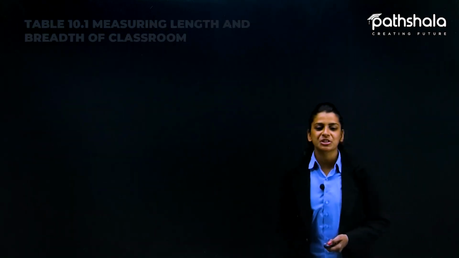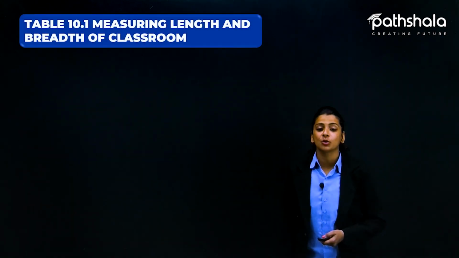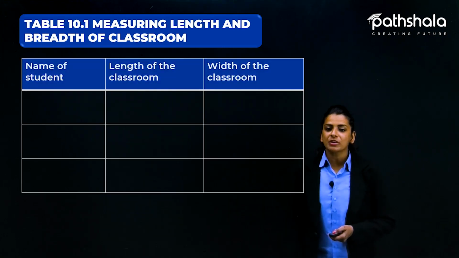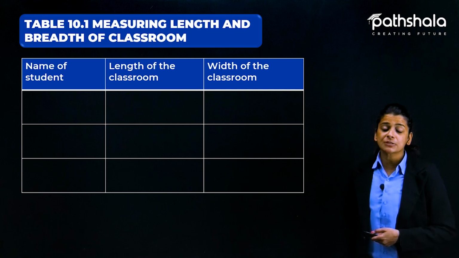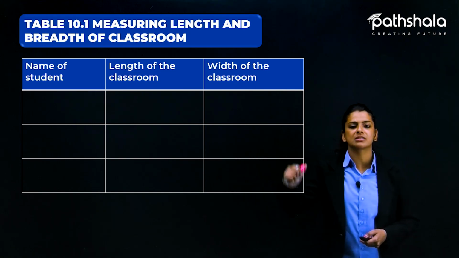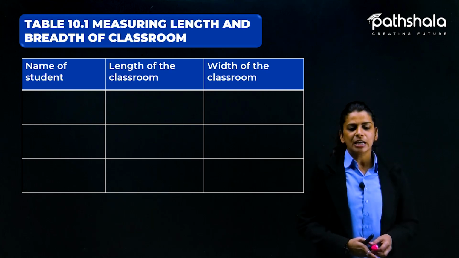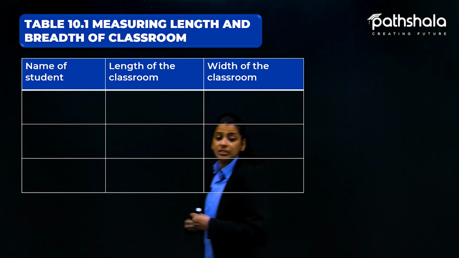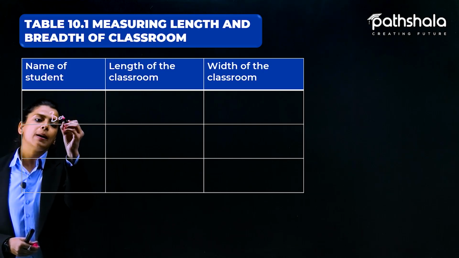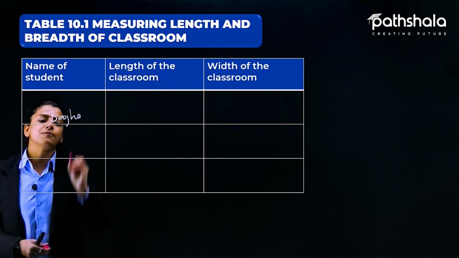So here is our observation table, in which we have to write down the calculation of the length and breadth measured by the foot span. We have 3 columns in this. One is for the name of the students, the second is for the length of the classroom, and the third is for the width of the classroom. Let us suppose our first student is Bujho, who measured the length of the classroom. So Bujho measured it first.